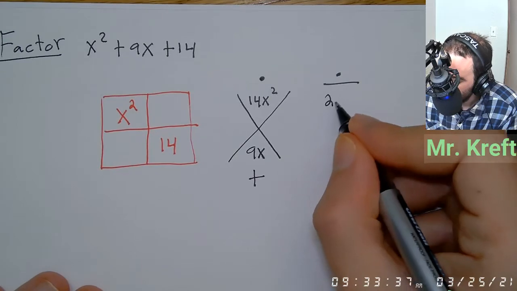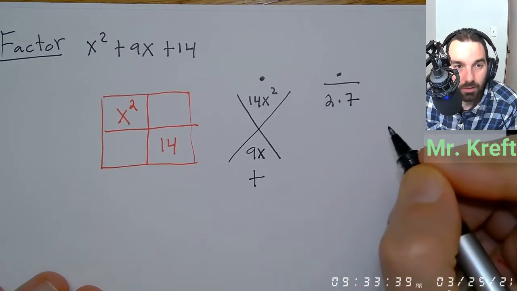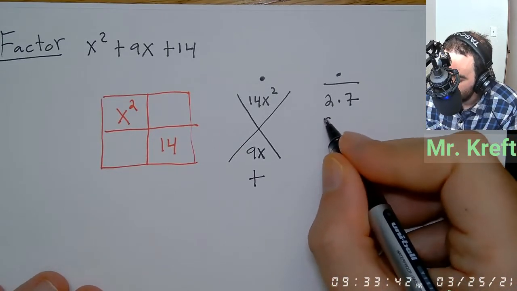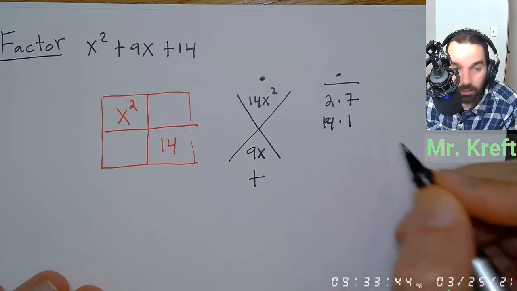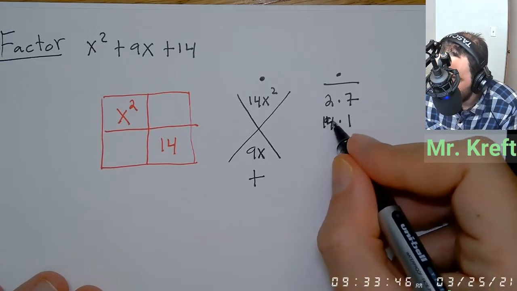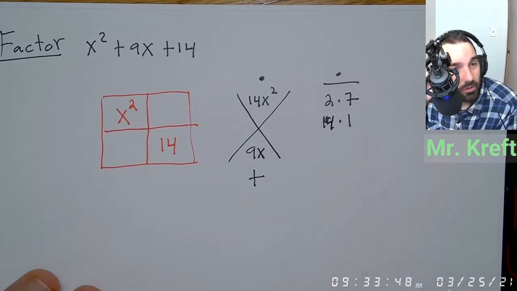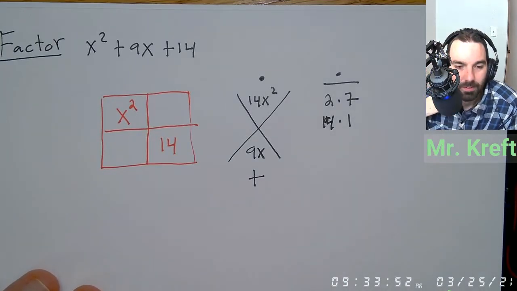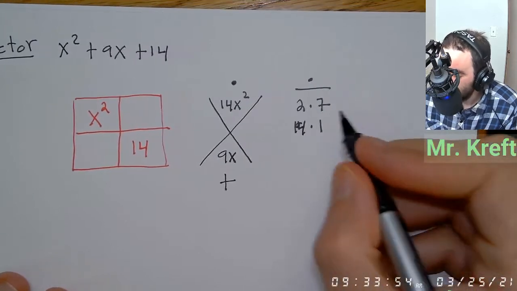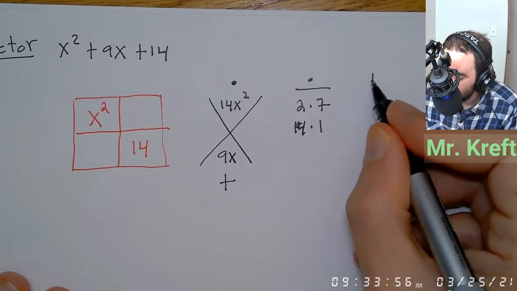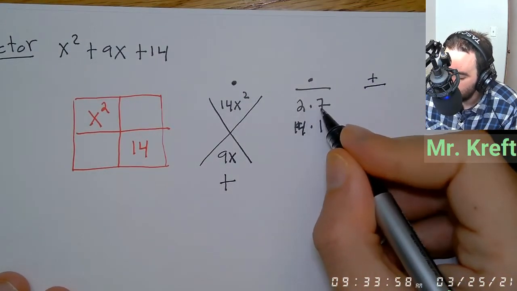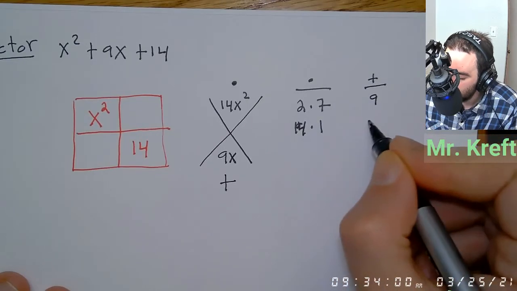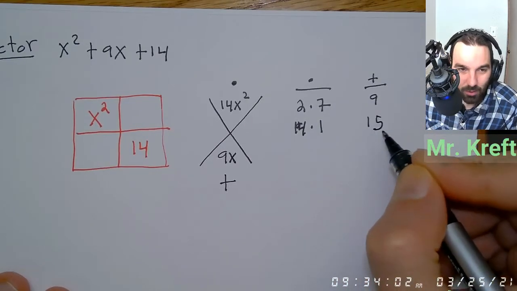Okay, so 2 and 7. What about 14 and 1? Oops, that's a 14. I'm so sorry. 14 and 1. Is there any other ones? Okay, and then we can see what they add up to. So what do they add up to? 2 plus 7 is 9. 14 plus 1 is 15. Do we have a winner?